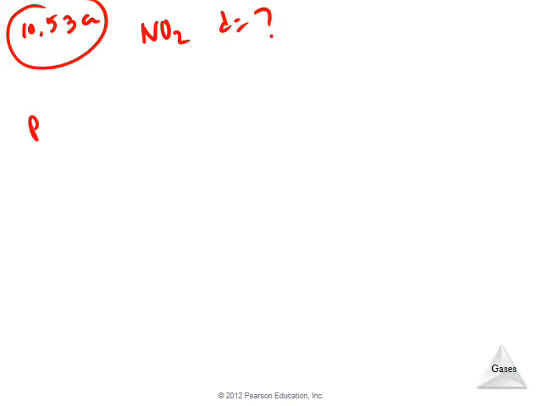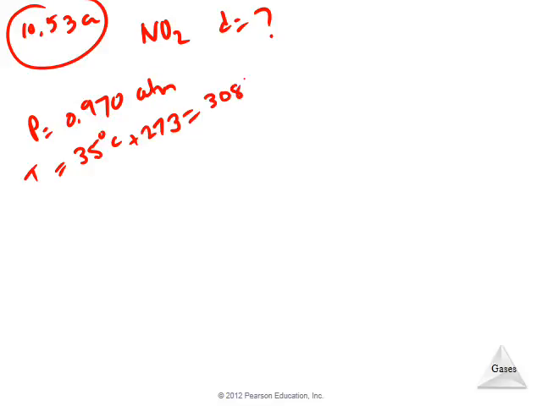So pressure is 0.970 atmosphere. Temperature is 35 degrees centigrade. So I need to change it to Kelvin by adding 273. And that gives you 308 Kelvin.